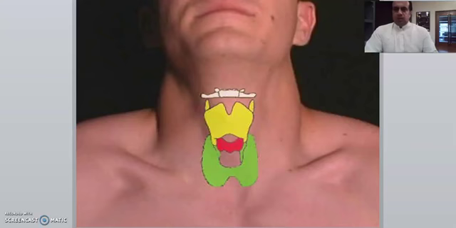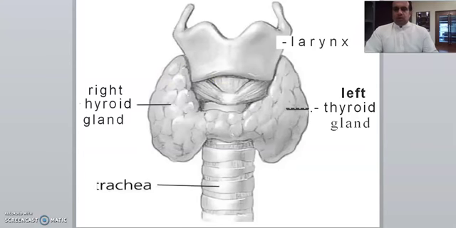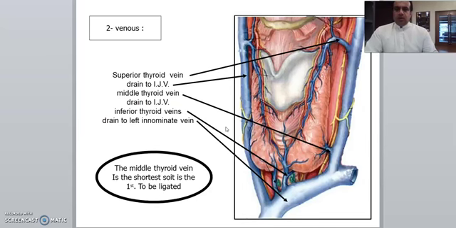I can show you like this. This is how the larynx is situated, and the right lobe of the thyroid gland and the left lobe, over the trachea and connected with the isthmus. I've already told you in previous lectures, and this is just a revision. The veins are mainly drained by the superior thyroid vein, middle thyroid, and inferior thyroid vein, according to the corresponding arteries. The superior, inferior, and middle thyroid arteries have the veins.